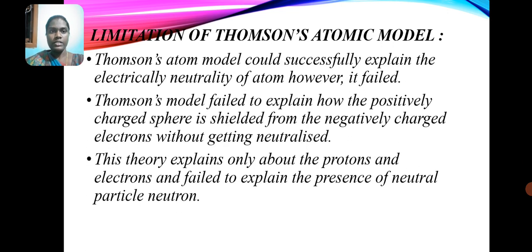Then limitations of the Thomson atomic model. Thomson's atom model could successfully explain the electrical neutrality of the atom, however it failed to explain how the positively charged sphere is shielded from the negatively charged electrons without getting neutralized. This theory explained only the protons and electrons and failed to explain the presence of the neutral particle, the neutron.